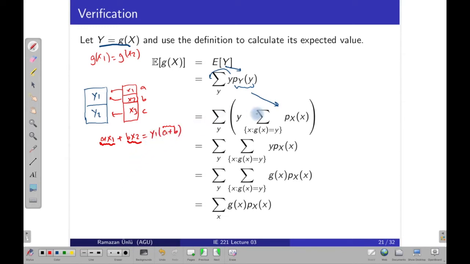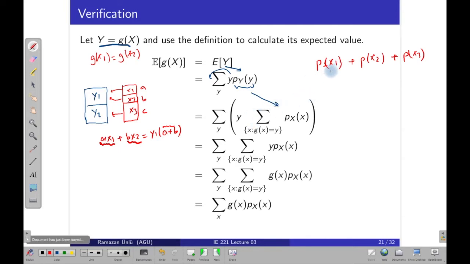So now let's open this part. Let's say we have three events: x1, x2, and x3. What is this part? This part is actually p of x1 plus p of x2 plus p of x3, right? And let's multiply each term with the y.